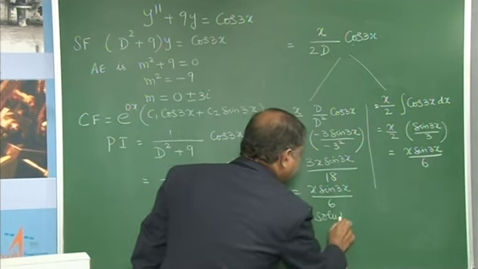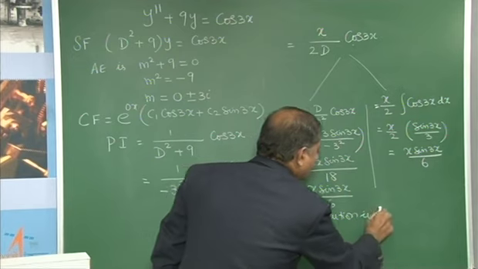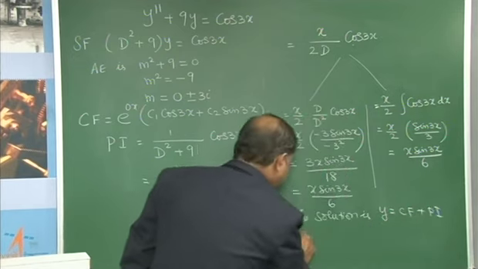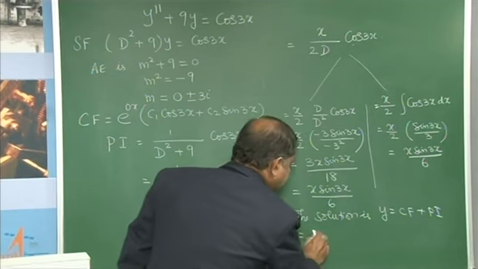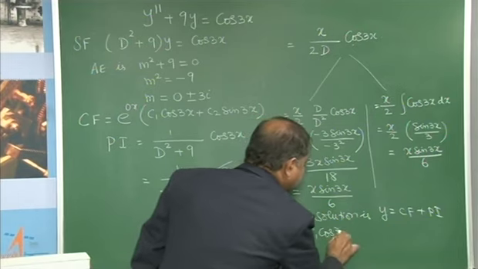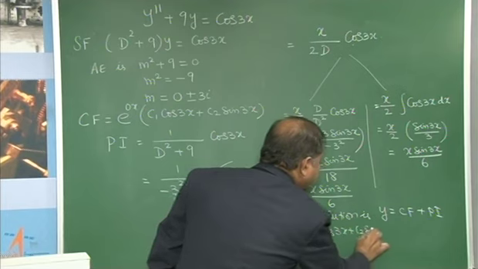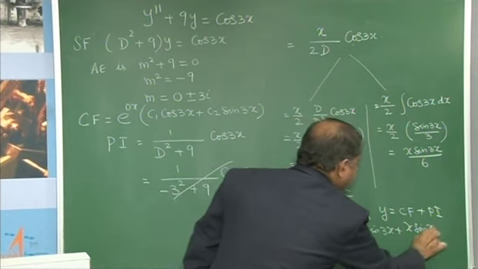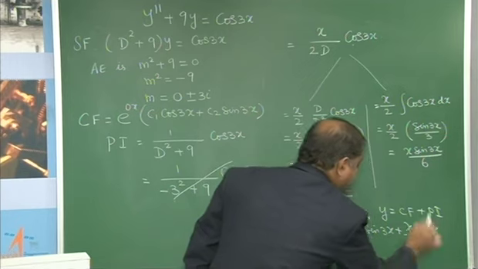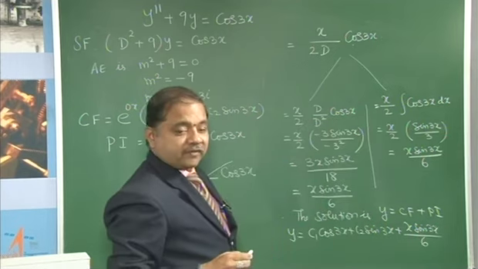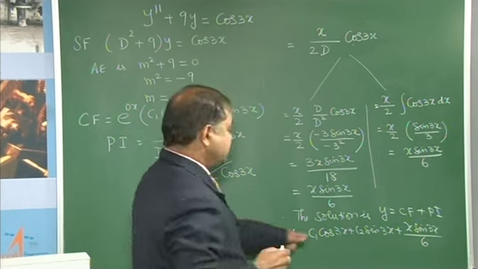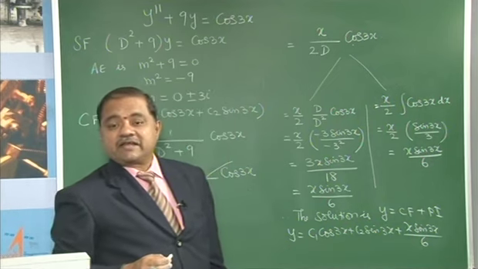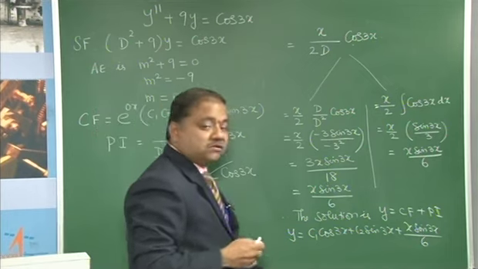The solution is y is equal to CF plus PI. That means C1 cos 3x plus C2 sin 3x plus x sin 3x by 6. Okay, here e power 0 is 1, that is why only that much. You may ask, sir, whether it is possible for sine also.